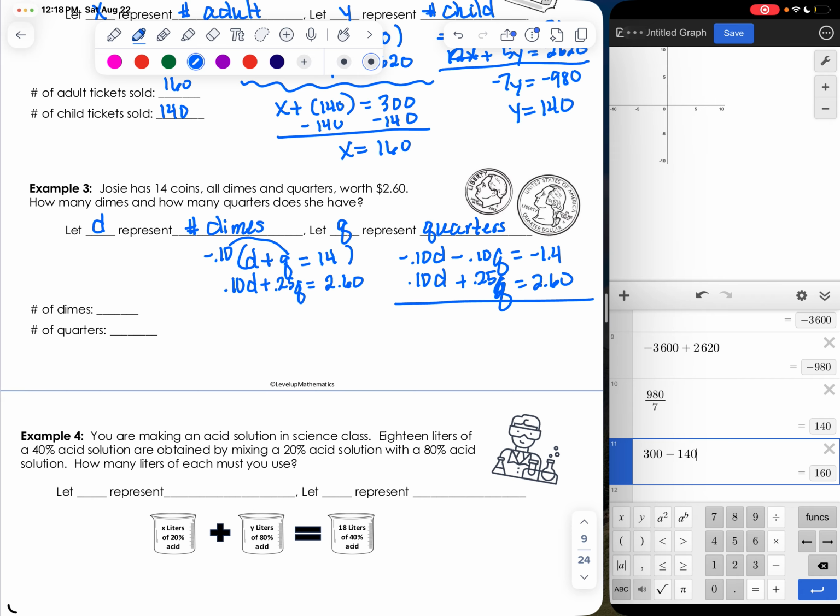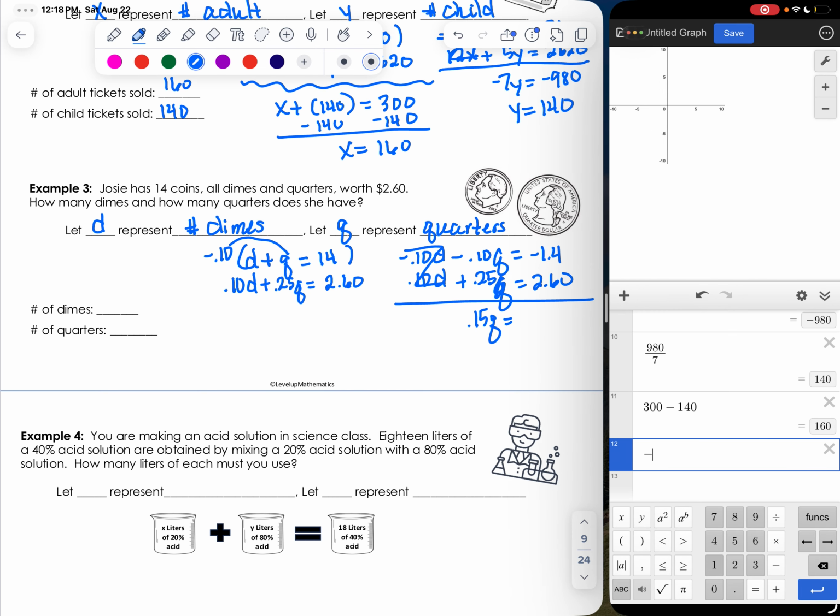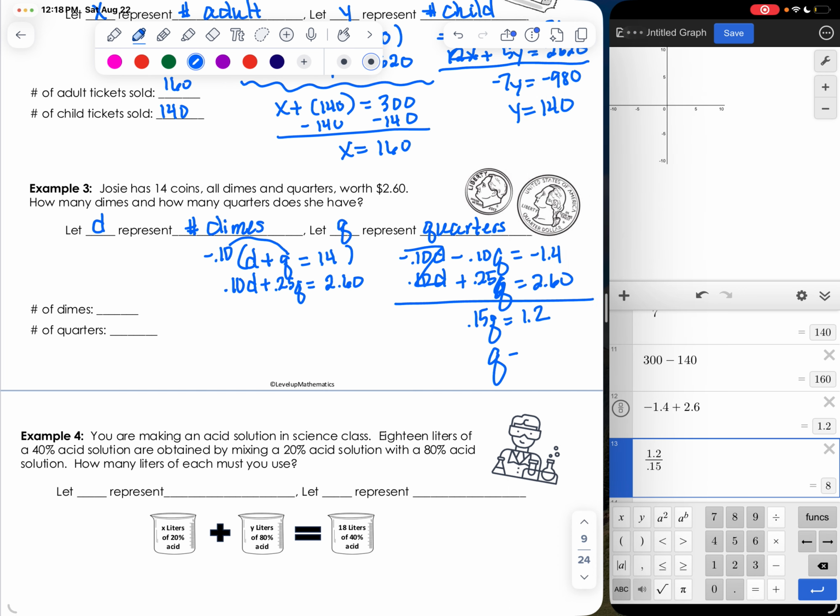And now we'll add these up. So the dimes would eliminate, and we have negative 0.10Q plus 0.25Q would be 0.15Q. And then we have negative 1.4 plus 2.6, and that gives me 1.2. And then I'll divide 1.2 by 0.15. And that gives me quarters is equal to 8. So I know now there are 8 quarters.